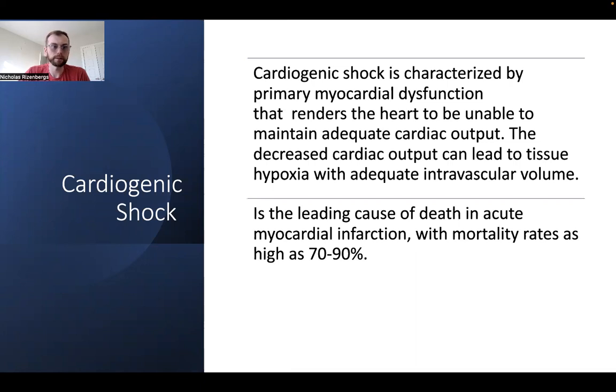So you have the blood volume, but you don't have the mechanism that's going to be able to pump it effectively to give oxygen to the rest of the body. So this is a leading cause of death in acute myocardial infarction with mortality rates as high as 70 to 90%.